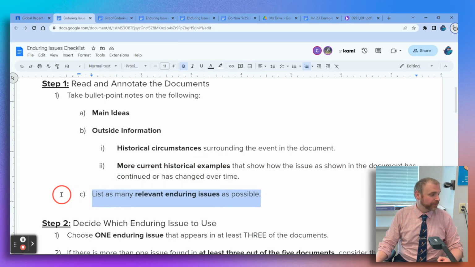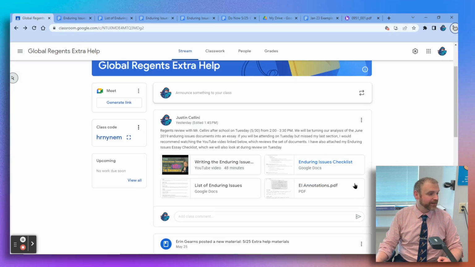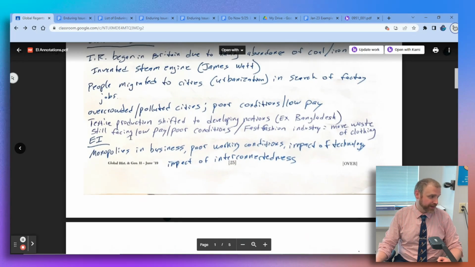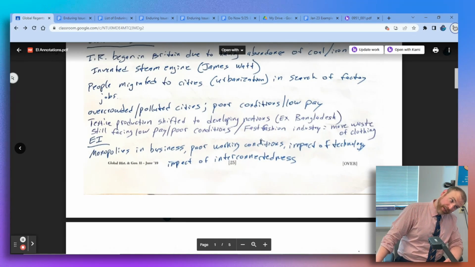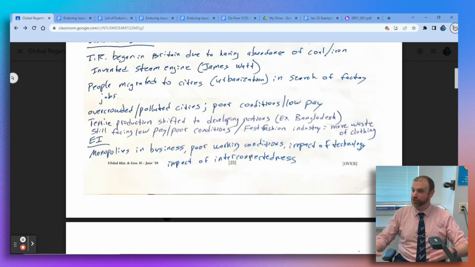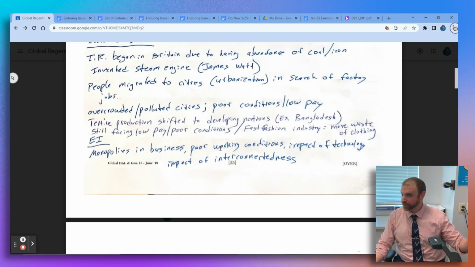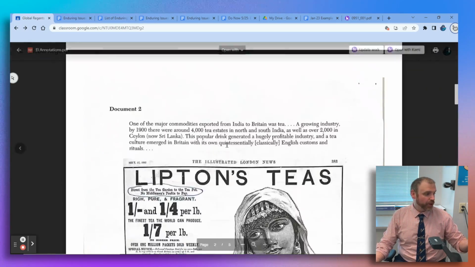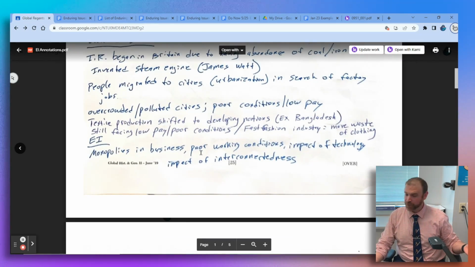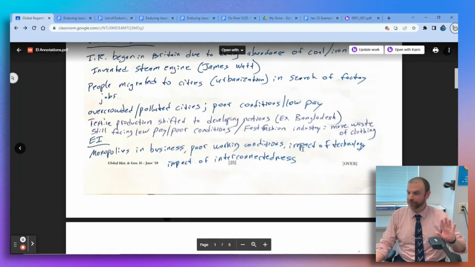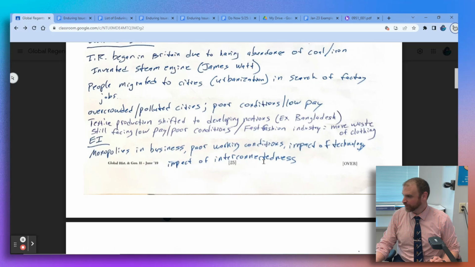And then finally, when you're taking notes, try to list as many enduring issues as possible, right? So if you take a look at the bottom of this, I put down here monopolies in business, poor working conditions, impact of technology, impact of interconnectedness. Those are all the issues that I found in this particular source. The reason why I listed more than one is ultimately you have to find one issue common in 3 out of the 5. So if you just write down one issue, you might not find that same issue in multiple documents. So always try to brainstorm as many as you can that could correspond with that source.